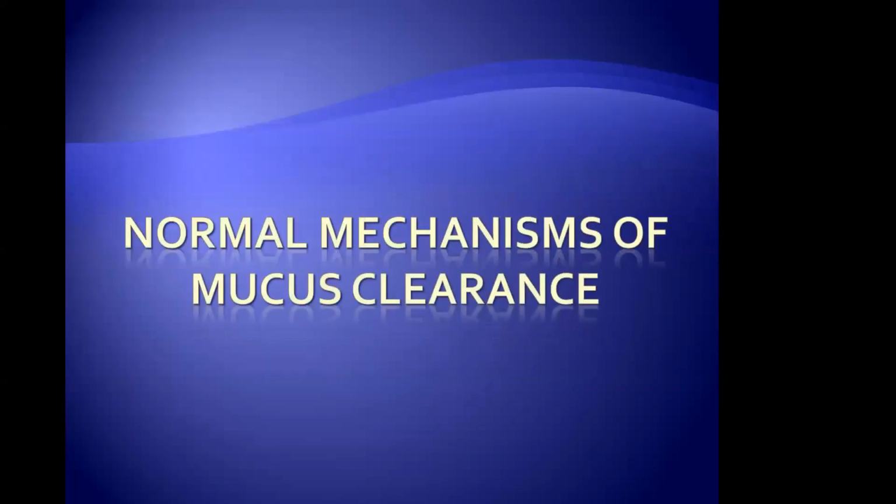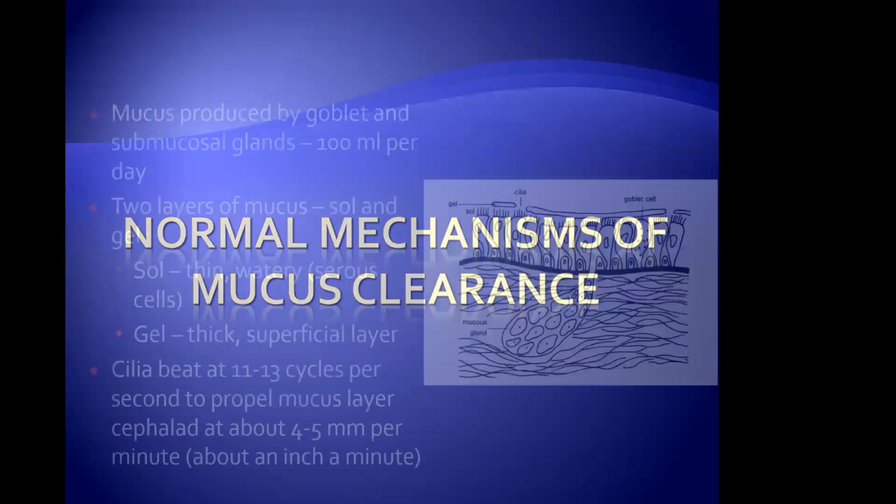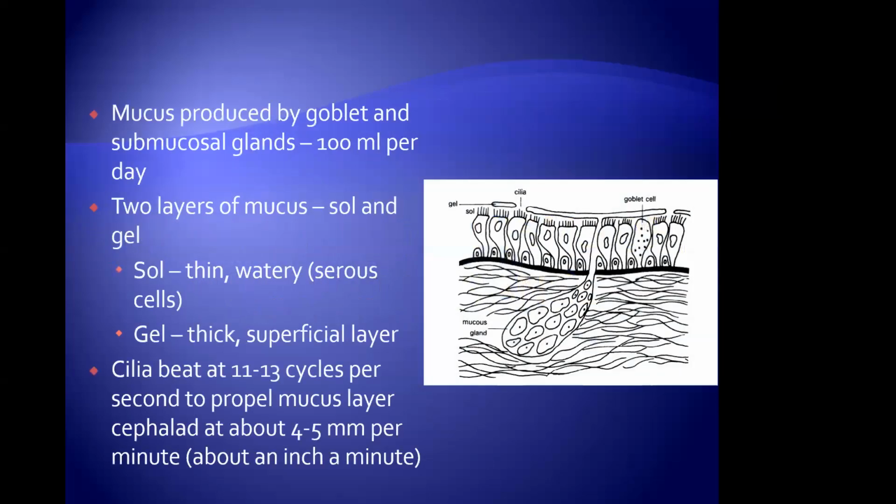Now, this is going to be a review of what you learned in school. This is nothing new to us. We all had to go through this in school. So when you see these slides, you're like, oh, I remember that. Mucus is produced by goblet cells and submucosal glands, about 100 cc's a day. There are two layers of mucus, sol and gel: sol is thin and watery, gel is thick. Cilia beat up and down, moving secretions cephalad at about 11 to 13 cycles per second.